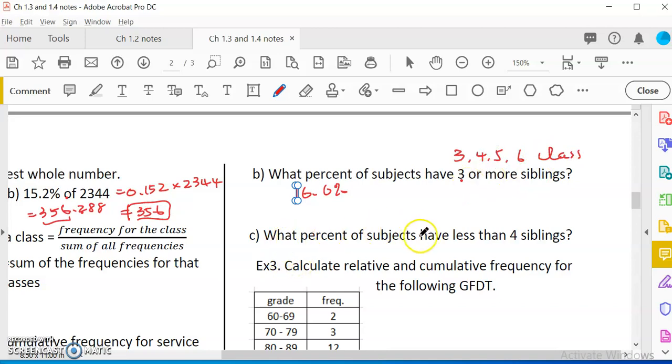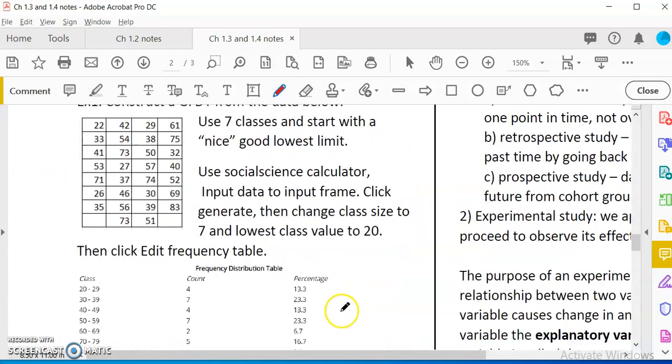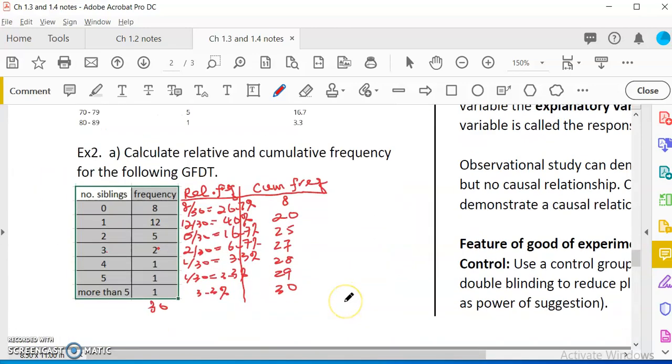Right. What percent of subjects have less than 4? Less than can be answered by what? By the cumulative frequency. Less than 4 is in this entry, right? So this is from 0, 1, 2, 3. So all these are less than 4, and we already added them, it is 27.